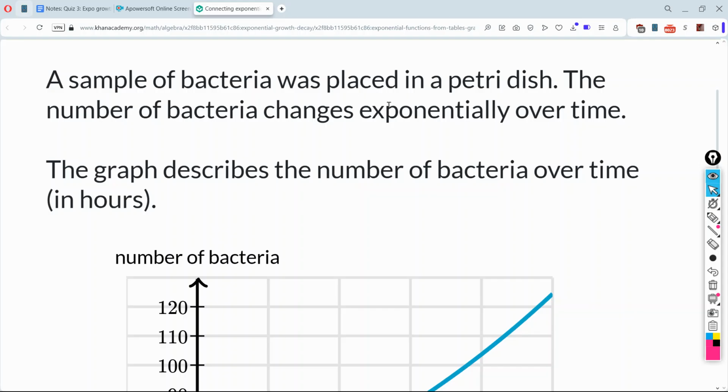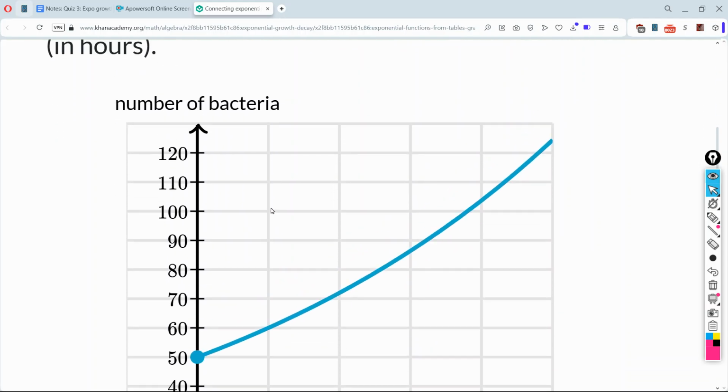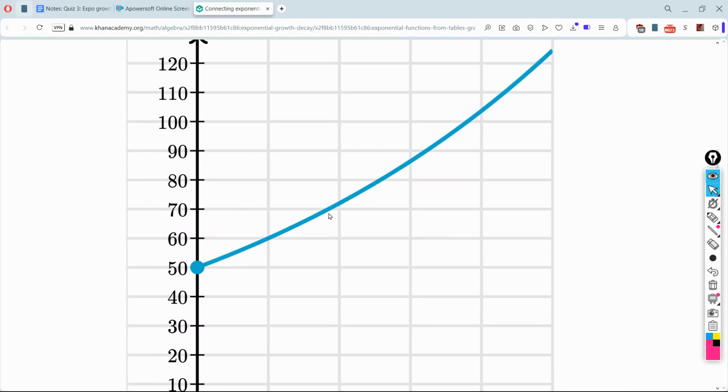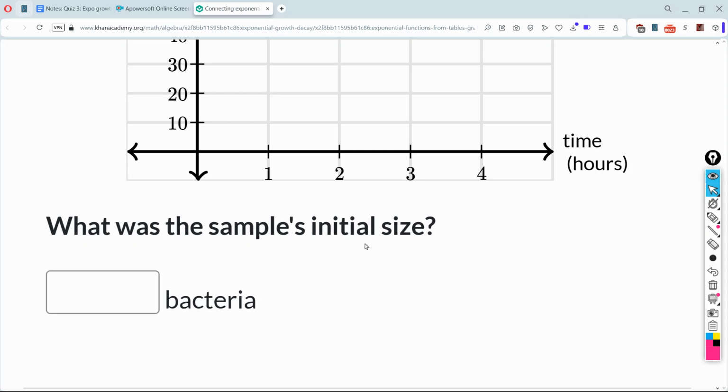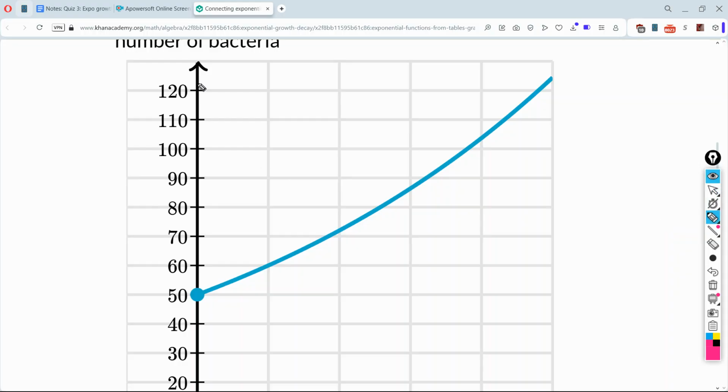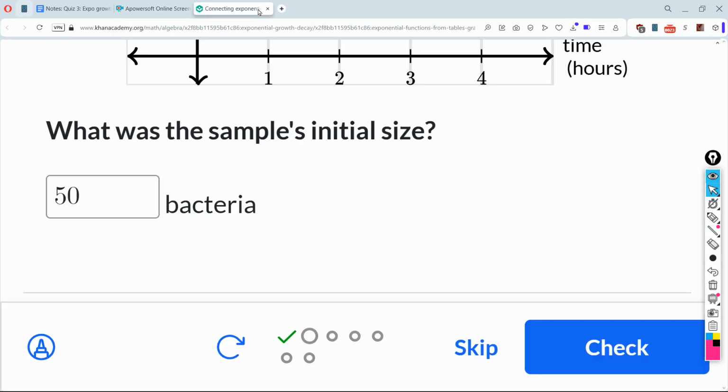All right, a sample of bacteria was placed in a Petri dish. The number of bacteria changes exponentially over time. The graph describes the number of bacteria over time in hours. So the y-axis is number of bacteria, and the x-axis is time. We can see it's an increasing function. What is the sample's initial size? Easy. We said the y-intercept is the initial value. Here's the y-axis right here. That's a 50. That's your answer. No units. It's just 50 bacteria.